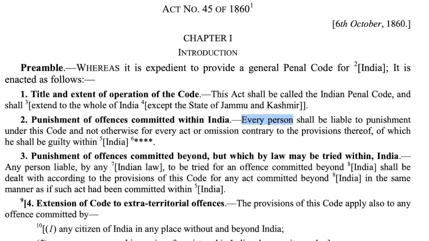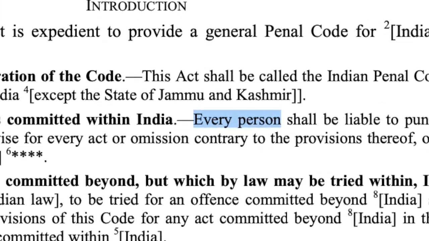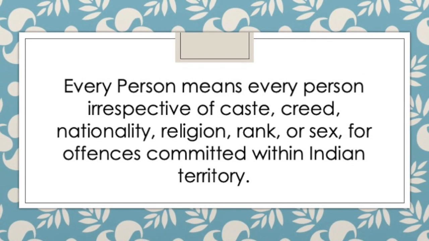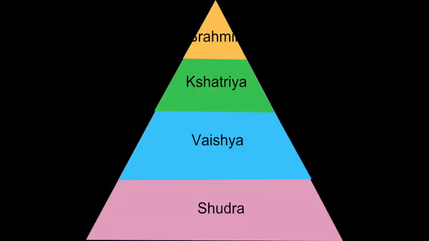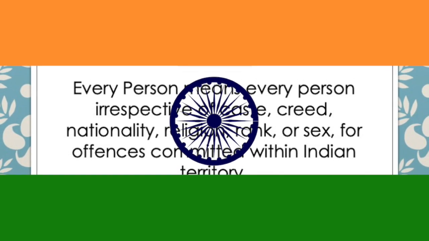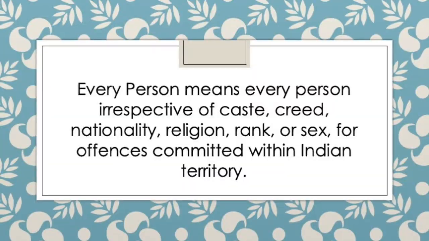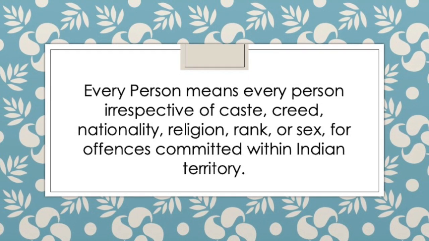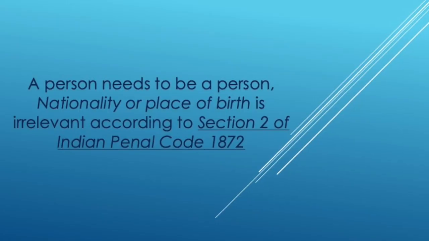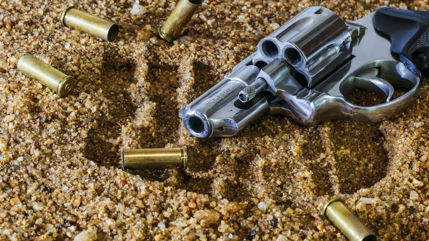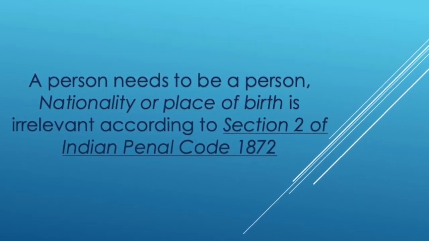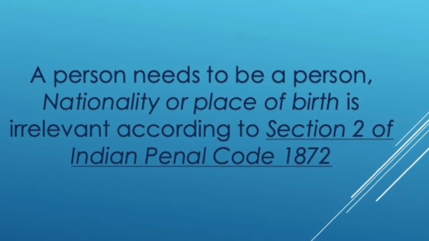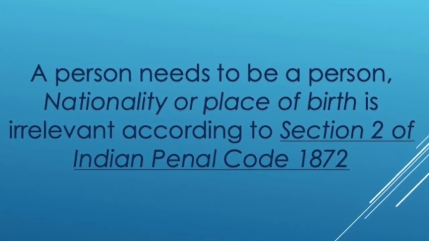Heading towards the term every person in Section 2 of the Indian Penal Code. Here, every person means every person, irrespective of caste, creed, nationality, region, rank, sex, or anything, for an offence committed within the Indian territory. That means to commit an offence, a person needs to be a person. It does not matter whether he belongs to India or outside.